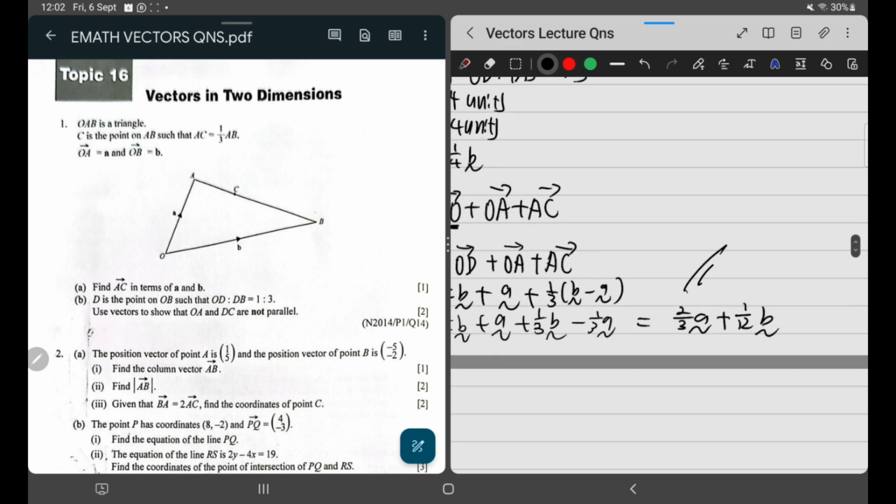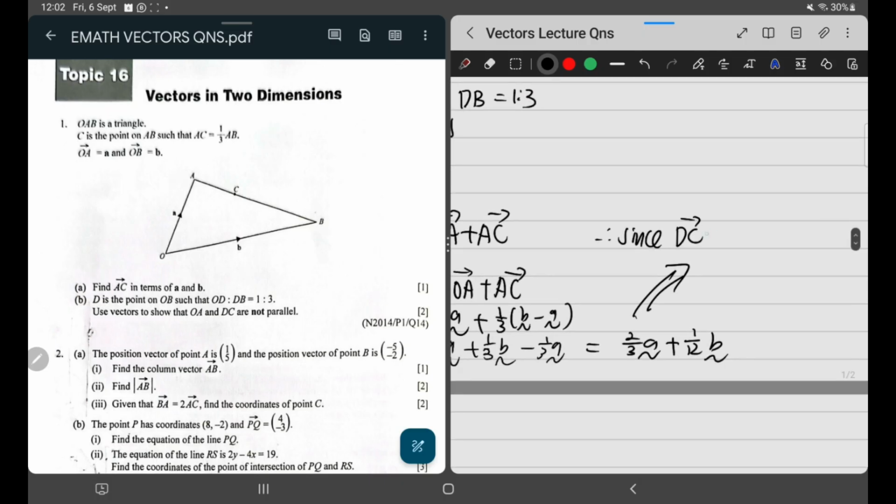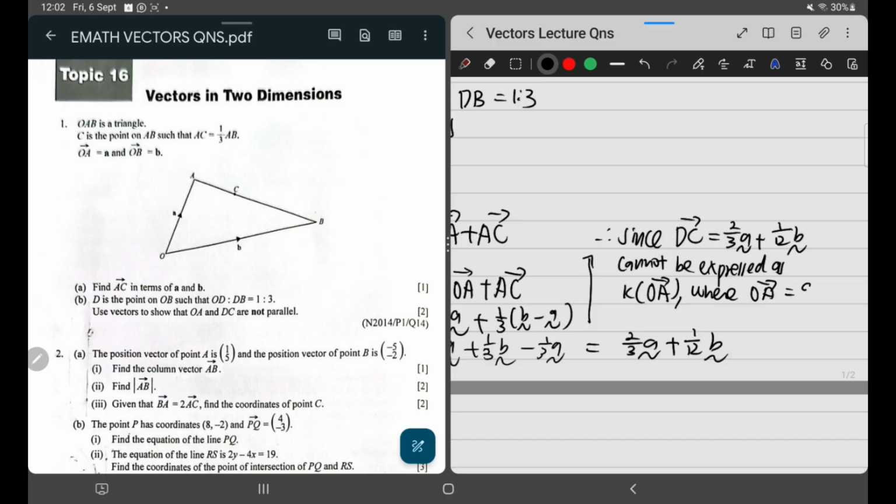And therefore, since DC, which is 2/3 A plus 1/12 B, cannot be expressed as K bracket OA, where OA equals A, DC and OA are hence not parallel.